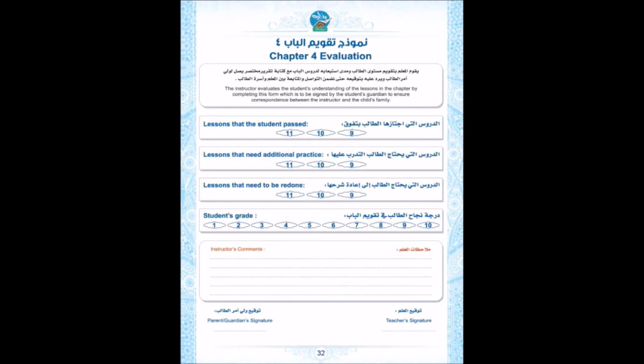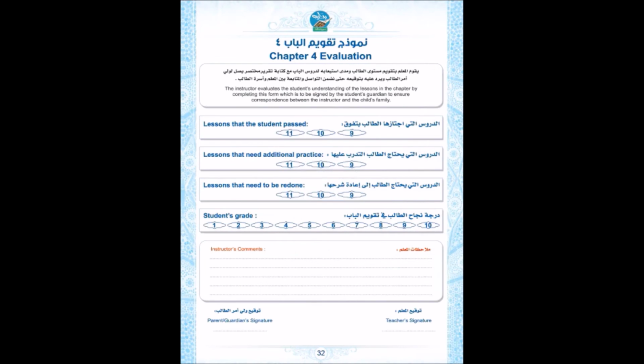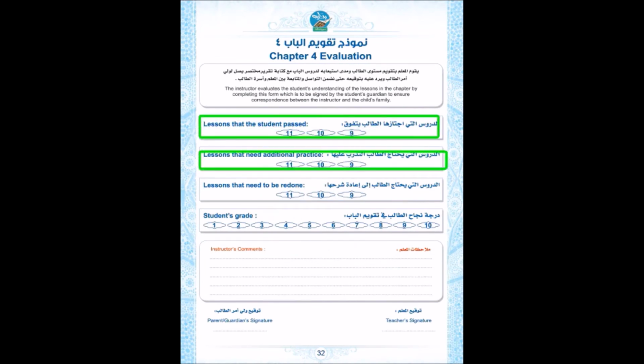As always, we must evaluate the student after any chapter in order to stay in touch with the parents as well as the overseeing educators if we're in a school institution. We mark the lessons that the student has passed, the lessons that need additional practice, and the lessons that need to be redone, more specifically re-explained.